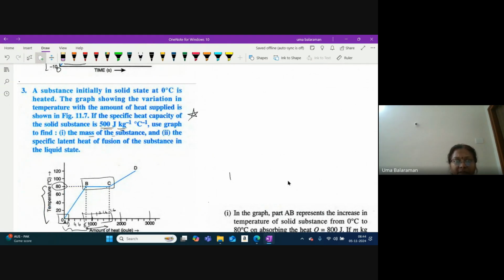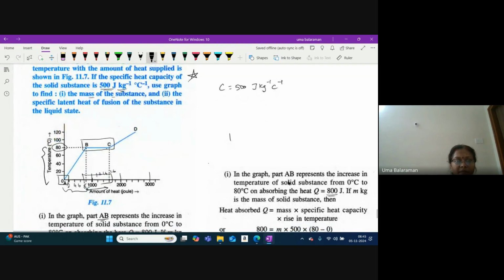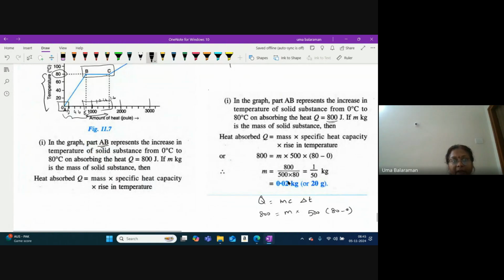Substance initially at 0 degrees Celsius, heated, graph is shown. Specific heat capacity, what they have given is C is equal to 500 joules per kg per Kelvin. Kg per Kelvin or kg per Celsius, both are the same. So for the mass of the substance, we are using A to B. From A to B, 800 joules of heat energy is absorbed and the temperature is increased from 0 to 80 degrees. That's why we are using Q is equal to mc delta T.